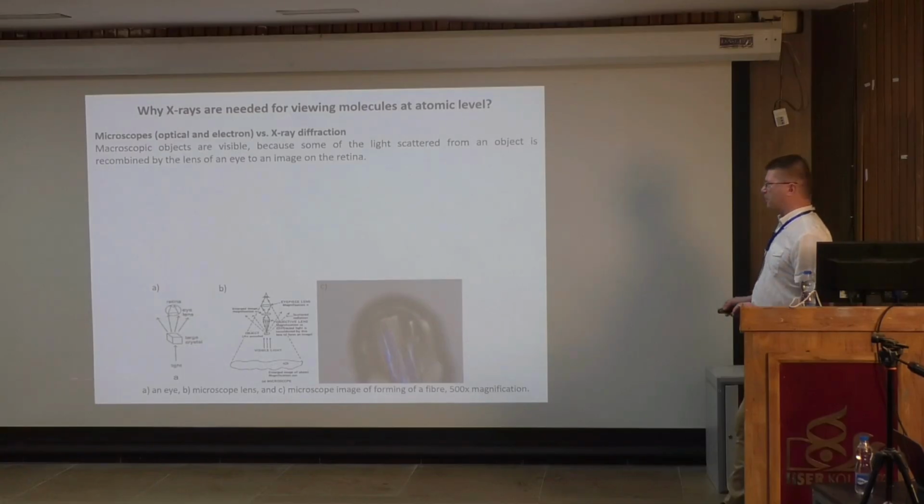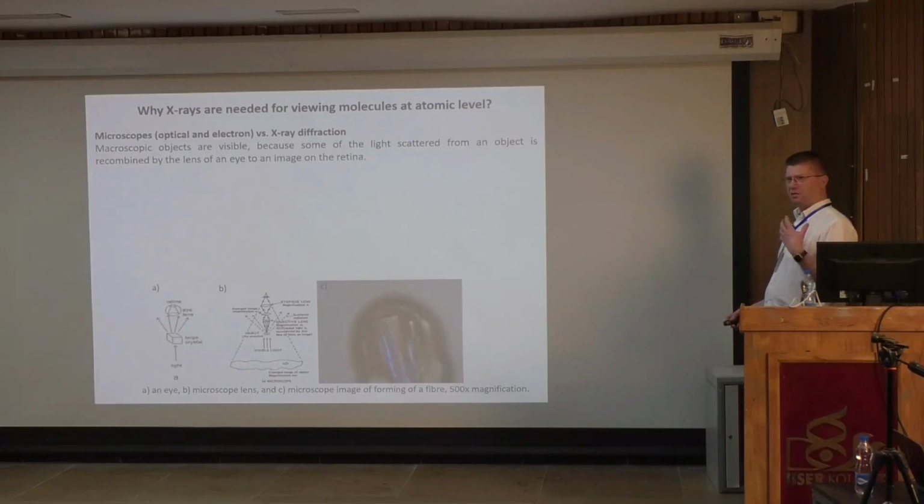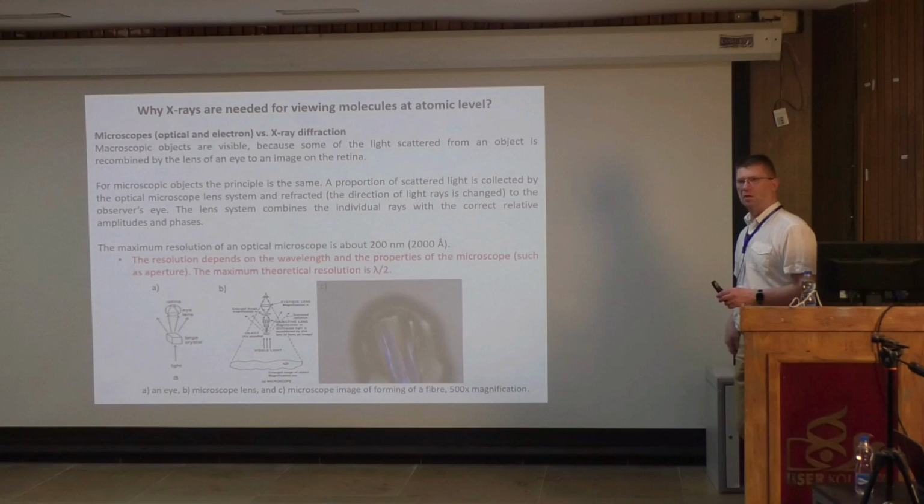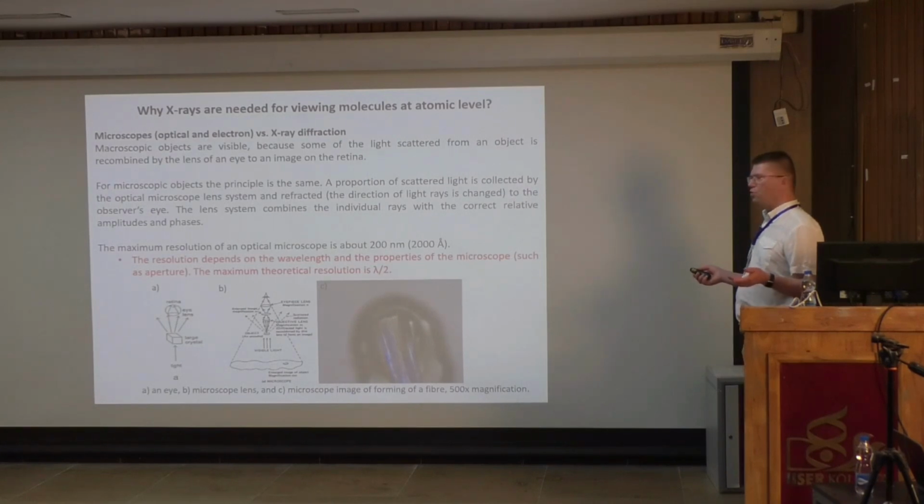And that's the idea. But the point is that there is a limit for this, because the limit comes from the wavelength of the visible light. The maximum resolution with the optical microscope is about 400 nanometers. So this is about one half of the wavelength of the visible light. And 200 nanometers is actually 2,000 angstroms.